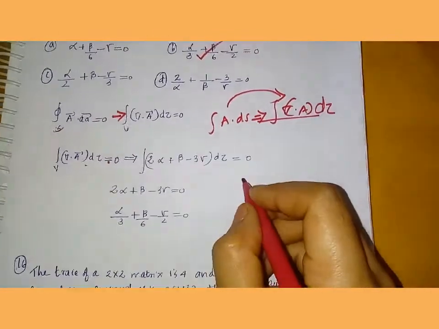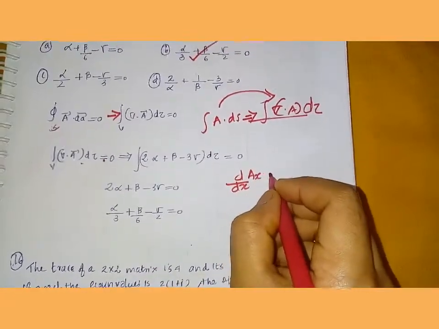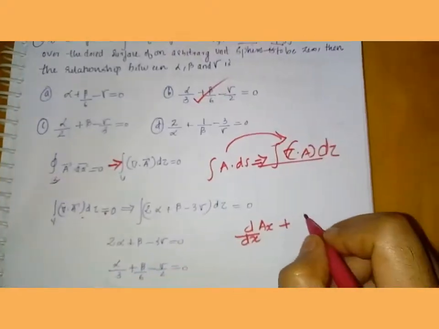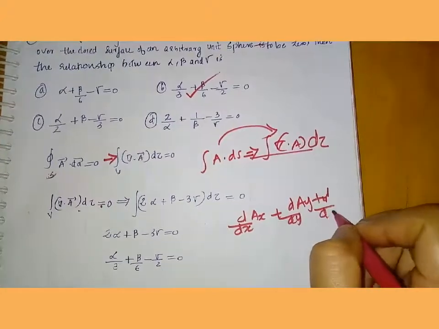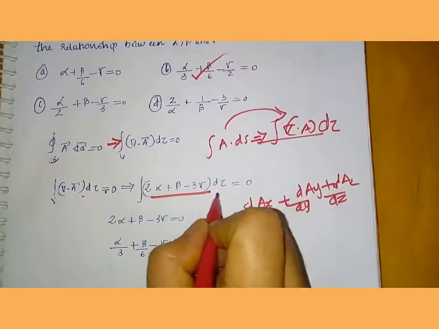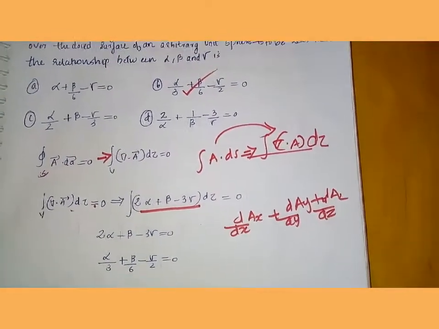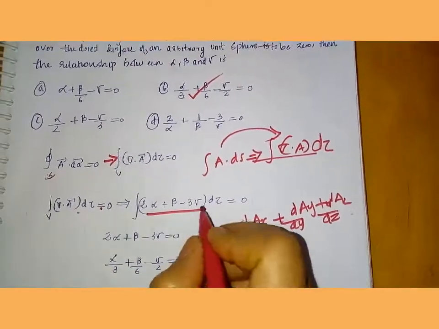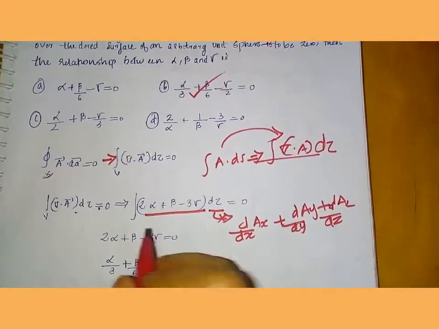How to find the del? We know that del is d by dx ax plus d by dy ay plus d by dz az. From that we get del dot A, and the integral of del dot A dτ is equal to 0. So for a complete integral over the surface, the dτ term cannot be 0, so this term is 0.